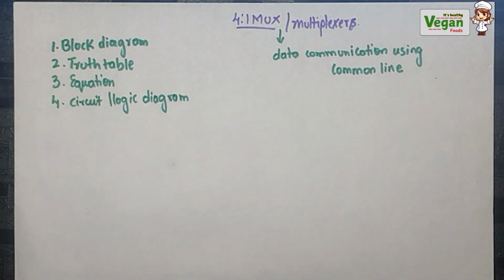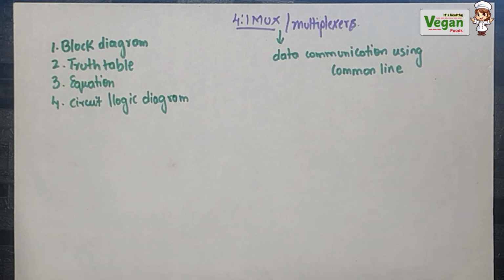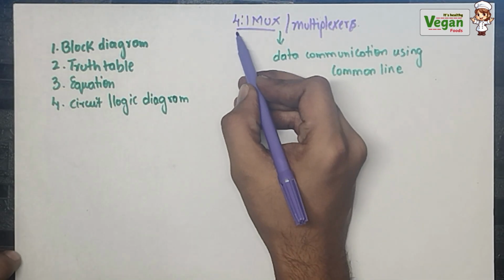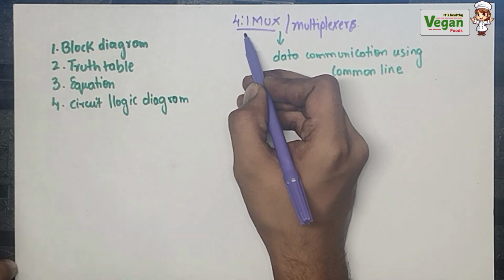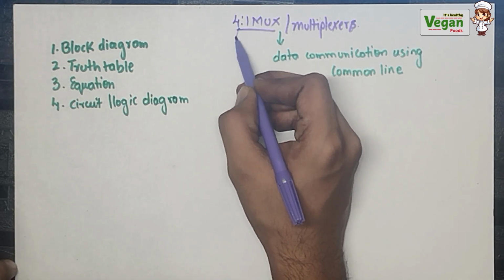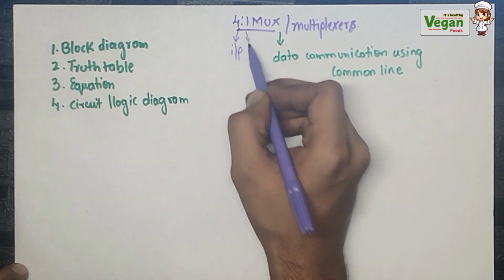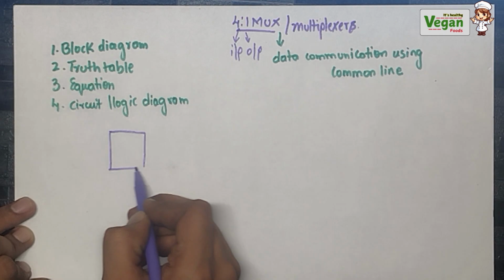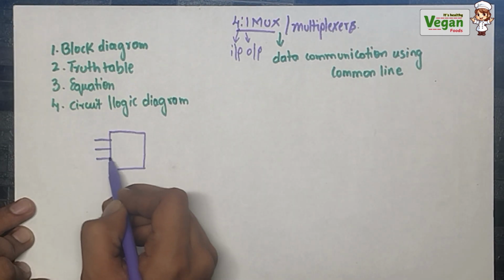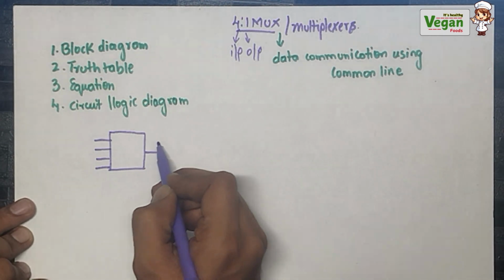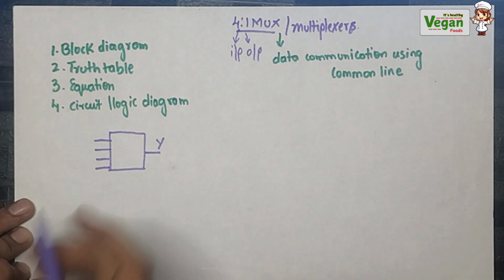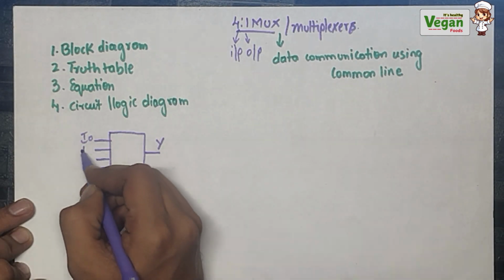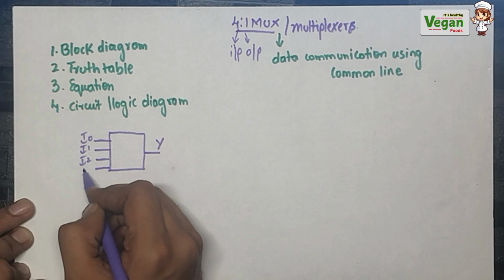So first let's start with the block diagram. In the block diagram we will just represent what are the inputs and what are my outputs. Since we are having a 4:1 MUX, what it specifies is that 4 inputs will be there and 1 output will be there. So there will be 4 inputs, 1, 2, 3, 4 and 1 output. Let's call this output Y and inputs I0, I1, I2, I3.